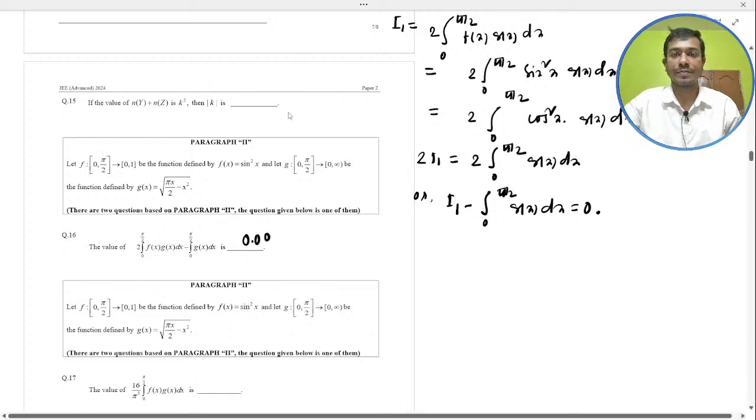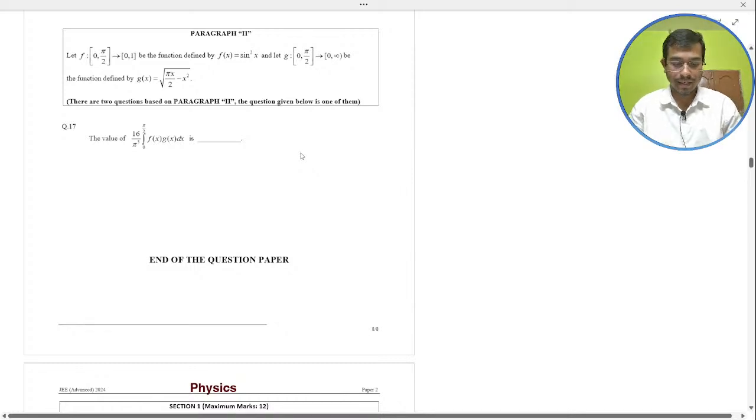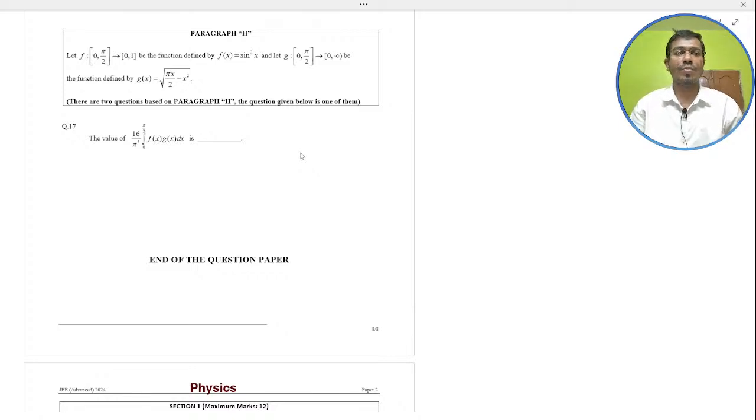Okay, this will be the answer. Next question, paragraph 2, last question. Let f: [0, π/2] → [0, 1] be the function defined by f(x) = sin²x and g(x) = √(πx/2 − x²). Same setup, but the question asked is different: the value of (16/π³) ∫ from 0 to π/2 of f(x)g(x) dx is equal to what?